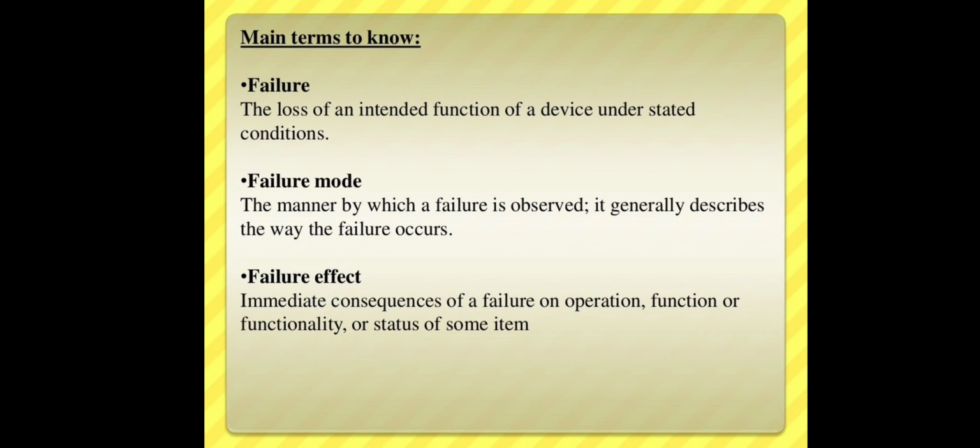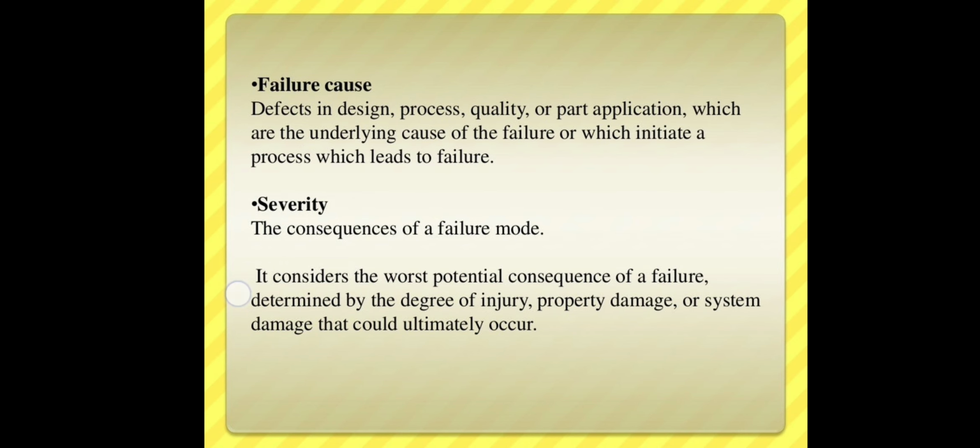Main terms we should know about: what is failure mode, what is failure effect. First we understand what is failure. Failure is the loss of intended function of a device under stated conditions. Failure mode. What is this failure mode? Failure mode is the manner by which a failure is observed. It generally describes the way the failure occurs. Failure effect is the immediate consequence of the failure on the operation, function or functionality or status of some items.